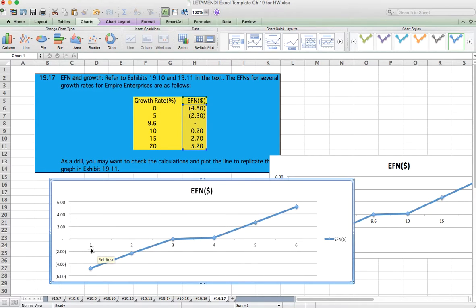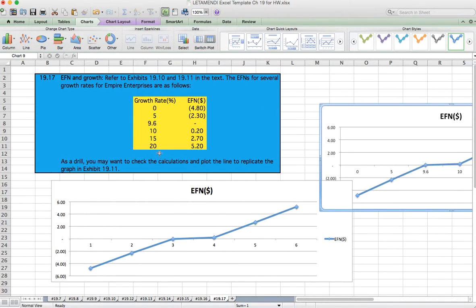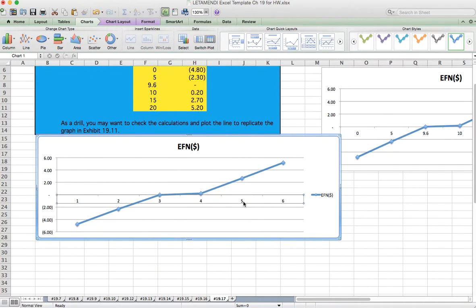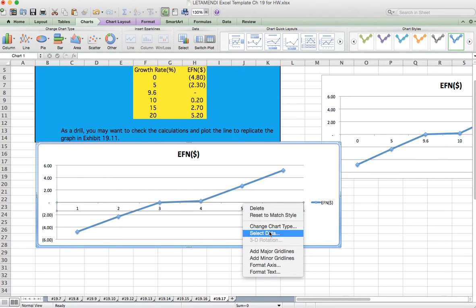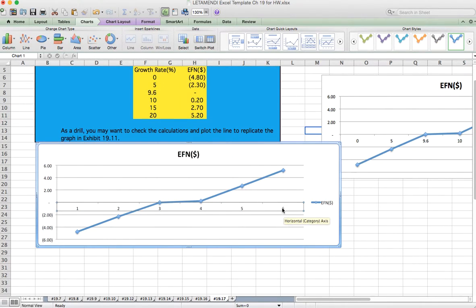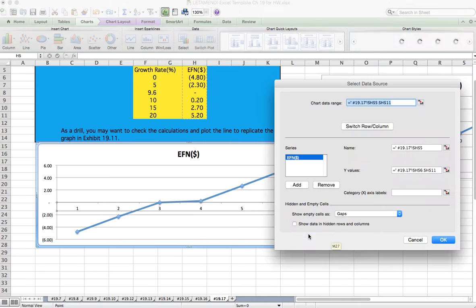But the problem is that you have across here 1, 2, 3, 4, 5, 6, and you don't want that because you want this to be reflected on here, just like this chart right here: 0, 5, 9.6, the growth rate in percentages. So what we have to do is modify this horizontal axis. Okay, so what you do is you select here, make sure that the horizontal category axis is selected, right click, and then click on select data.